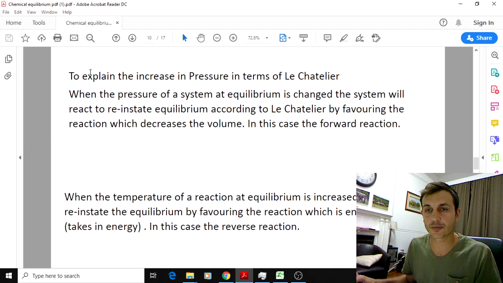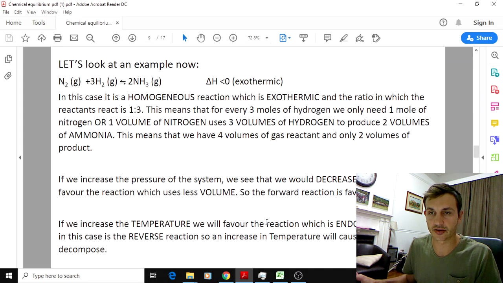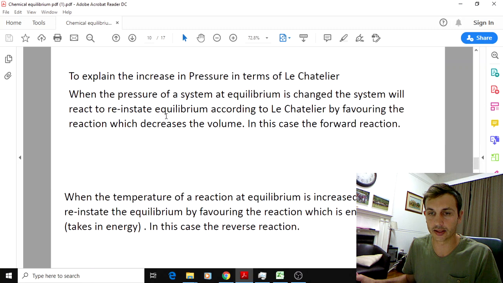So you need to be able to explain an increase in pressure in terms of Le Chatelier. So when the pressure of a system at equilibrium is, let's say, increased, not changed, increased, the system will react to reinstate equilibrium according to Le Chatelier by favoring the reaction which decreases the volume, decreases the pressure. So in this case, the forward reaction will be favored. When the temperature of a reaction at equilibrium is increased, the system will reinstate the equilibrium by favoring the reaction which is endothermic. So in this case, it's the reverse reaction, like I discussed earlier.